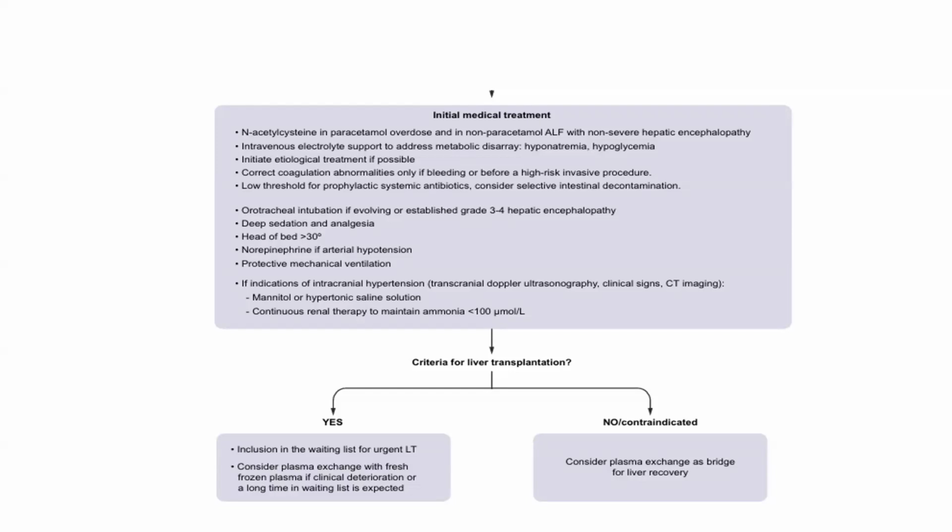If there is an urgent need for liver transplantation, then go for urgent liver transplantation. Consider plasma exchange with FFP if clinical deterioration. If there is a contraindication to liver transplantation, take help of bridging therapy like plasmapheresis.